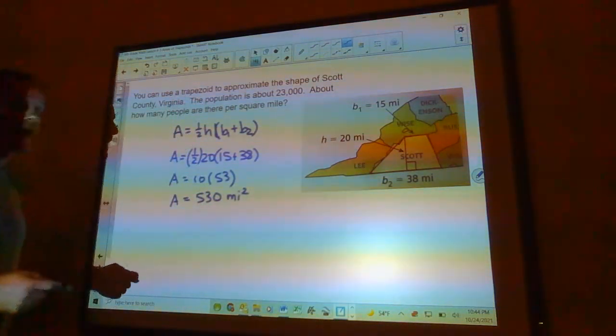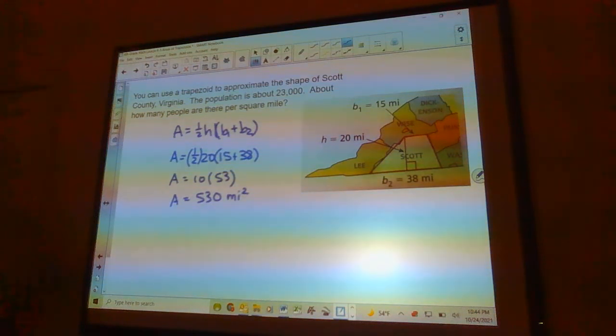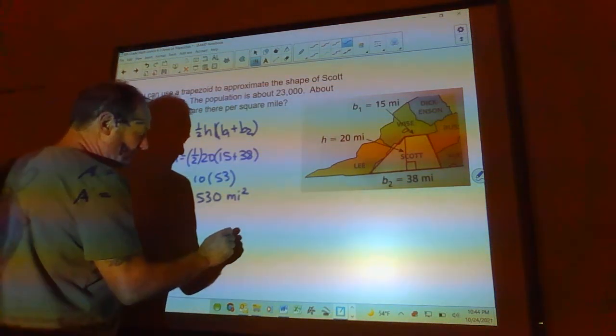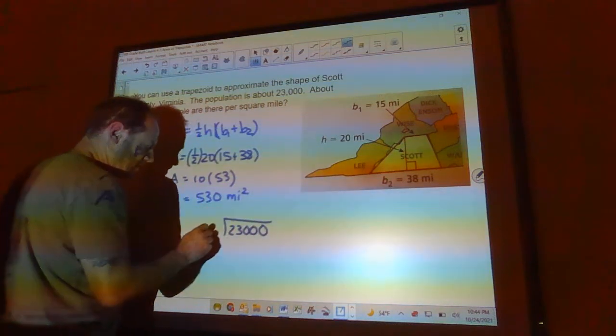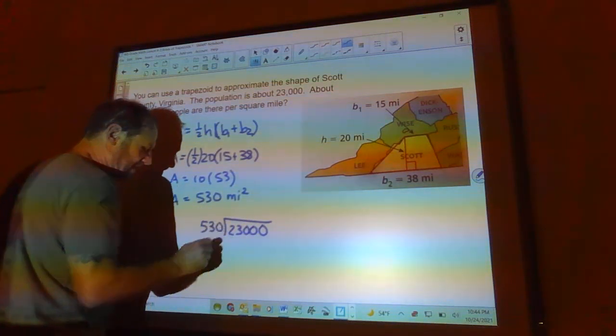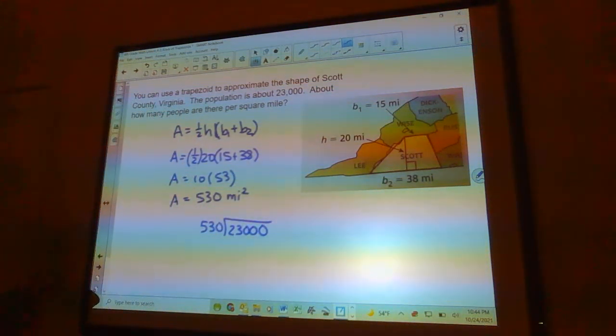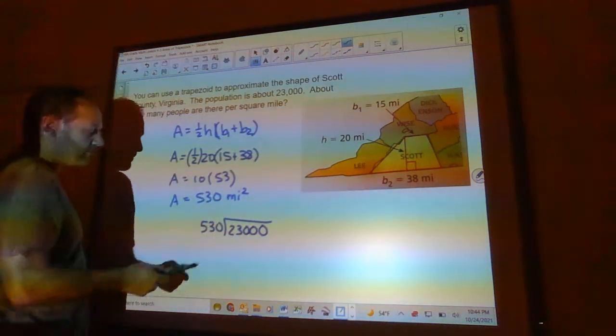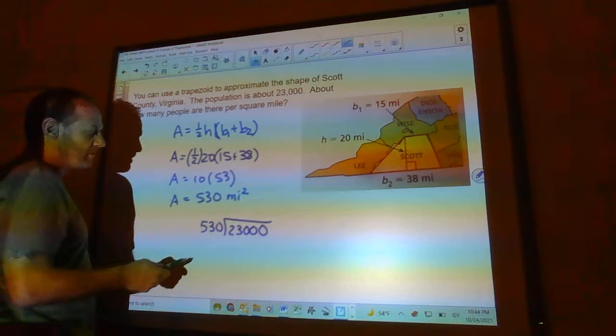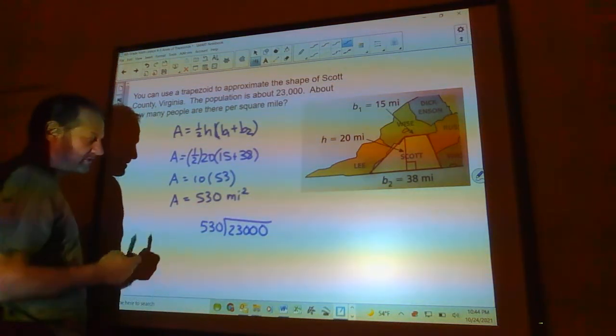Now, a lot of people would put a box around that and say that's the answer, but that's not the answer to the question. It says how many people are there per square mile? So I've got 23,000 people, and I'm dividing that by 530 square miles. So it's people per square mile. The people goes on top. Whatever's per, in this case, per square mile, is the divisor here.